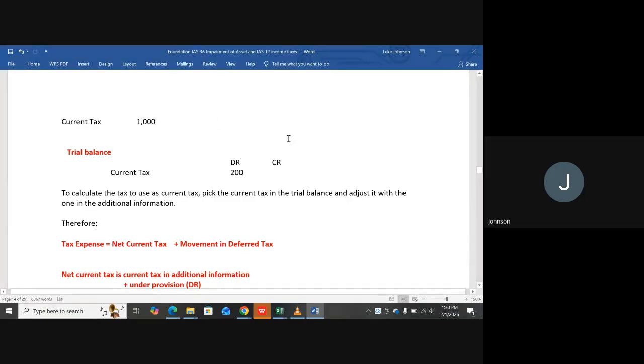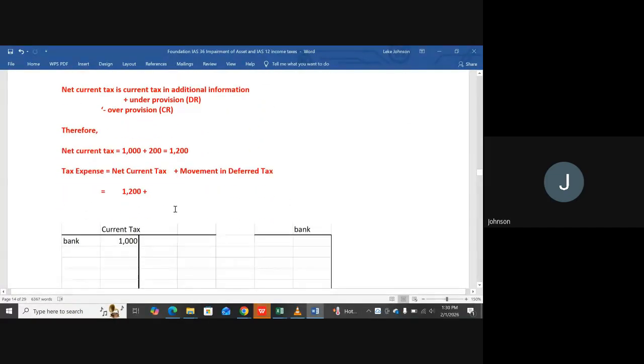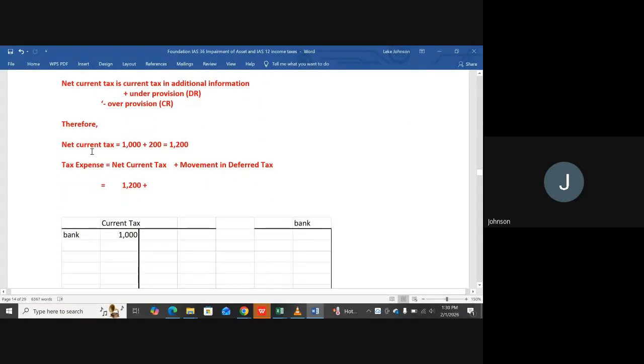However, if you overpaid, your current tax is going to be on the credit side. So you're going to have this minus what is on the credit side, and that is what we're going to have. So therefore, we are going to have this movement. Last year we have a balance of 200, and that 200 was actually sitting on the debit side. Because it's sitting on the debit side, we say that that is an underpayment. Because you underpaid, you need to pay it.